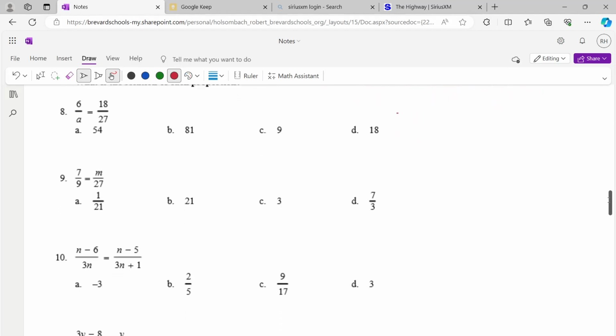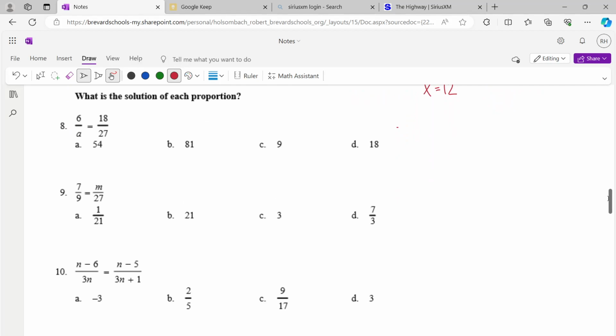Problem number 8, we are solving what is the solution to each proportion? We're solving this proportion. We're going to crisscross multiply. Okay? So I'm going to take A times 18, which is 18A, and set it equal to 6 times 27, which is 162. Divide each side by 18, and A is equal to 9.